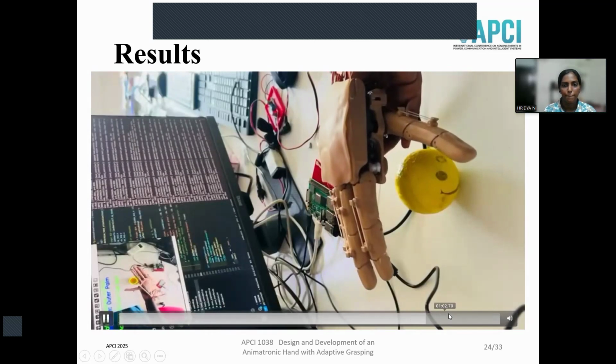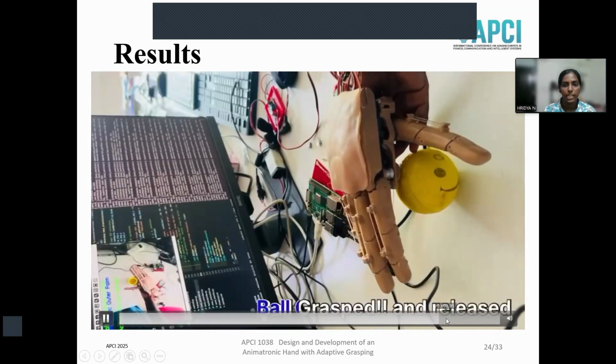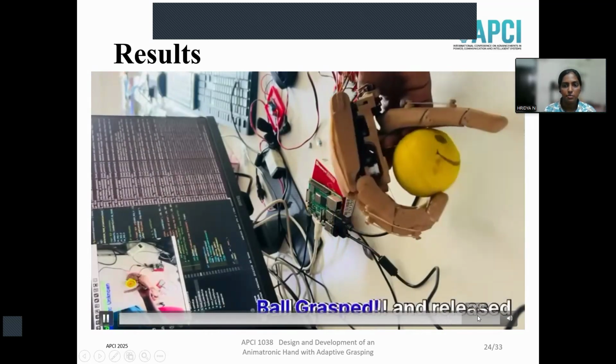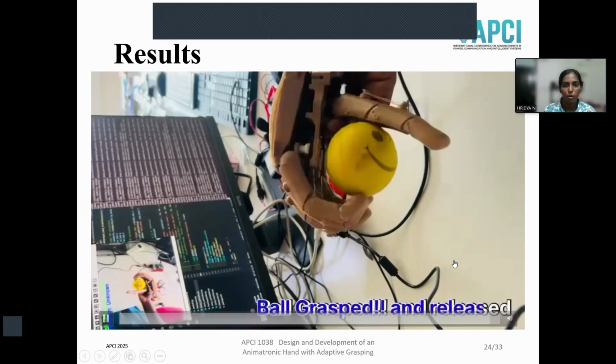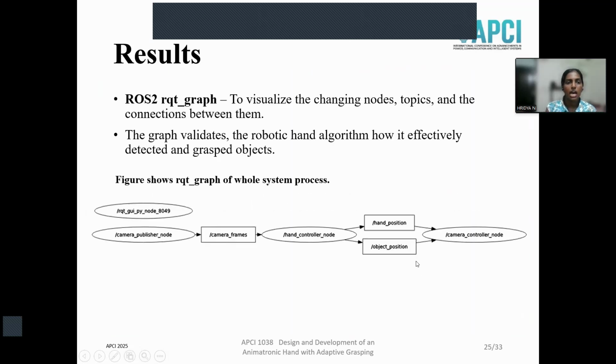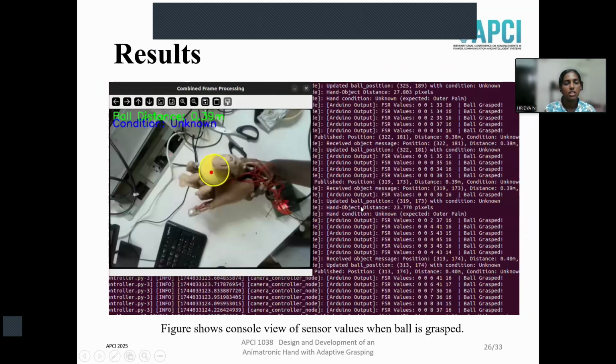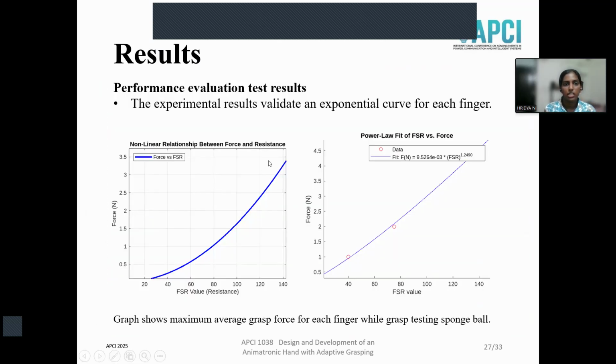Hold, grasp and release, trying to grasp and release. After that, I have added the skin and it grasped properly. This is the RQT graph, which visualizes the running nodes, topics and connections between them. The graph validates how the robotic algorithm effectively detected and grasped the object. So this is the console view of the sensor values when the object is grasped.